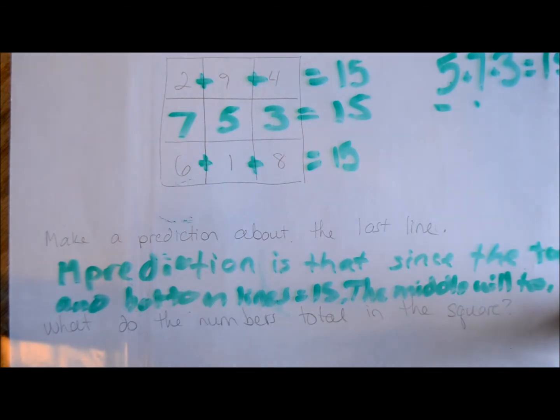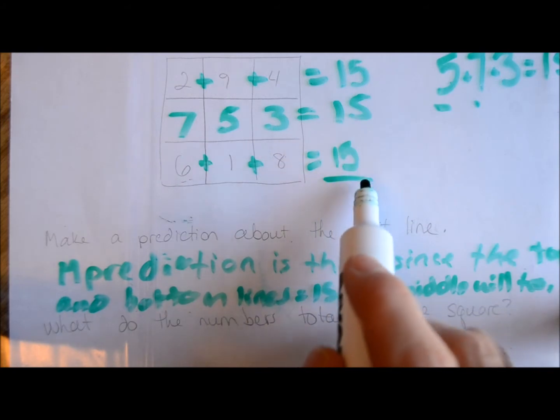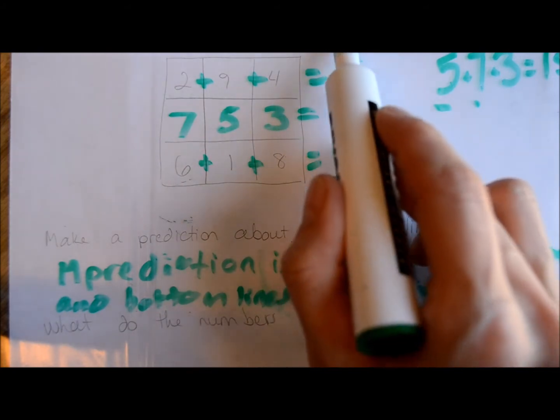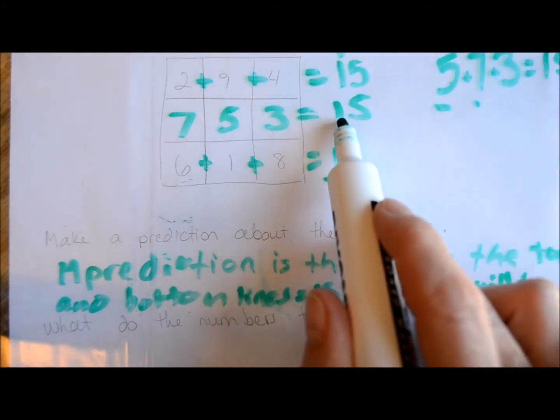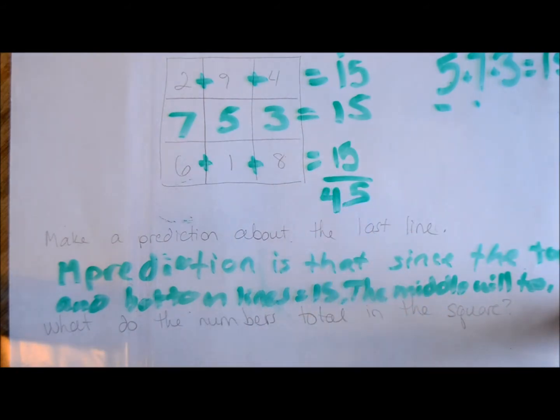So let's see if we're right. 5 plus 5 plus 5, it's 15. And 1 plus 1 plus 1 plus 1 is 4. So the whole square should equal 45.